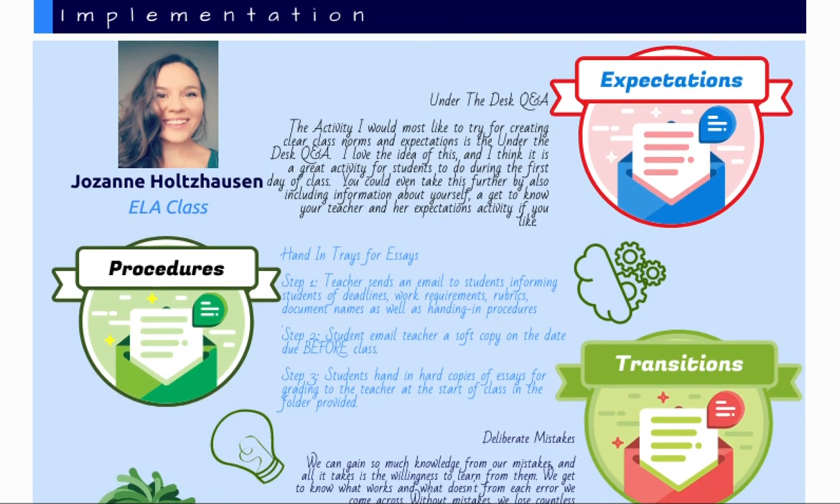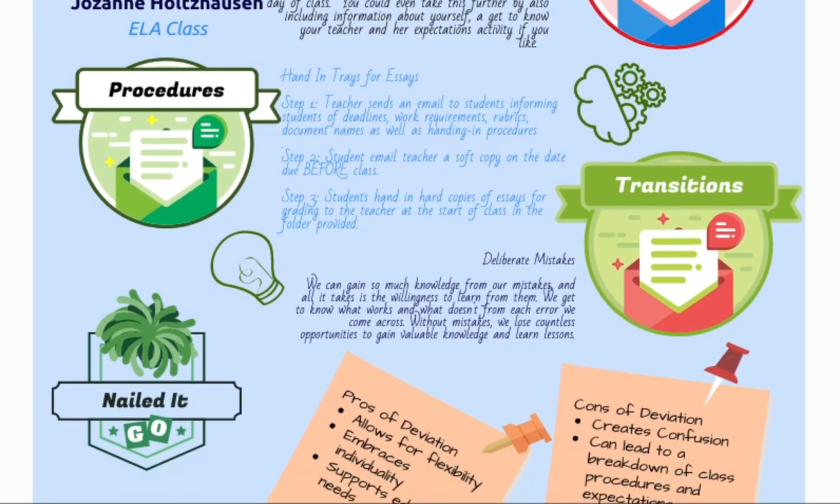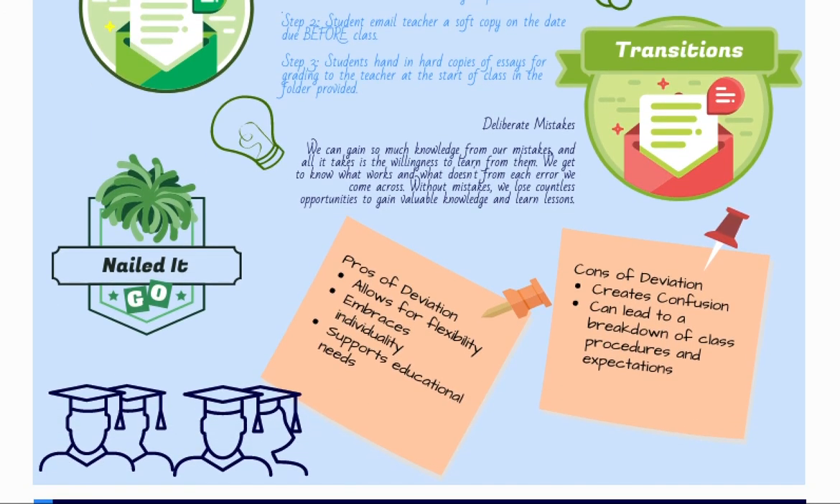So you could even go so far as to do that as well. And then for transitions, making deliberate mistakes. So having the students really listen to what it is that you're saying and making those mistakes, and meaning that they're actively listening even though they're listening for mistakes, but then also picking up on the fact that they do have mistakes. The pros and cons, I think, for deviation from these, some of the pros is that it allows for flexibility, it embraces individuality and supports educational needs. And then deviating from these can create confusion, and it can also lead to a breakdown of class expectations and procedures, which could lead to a bit of chaos, really.